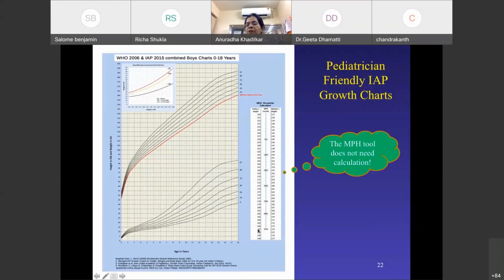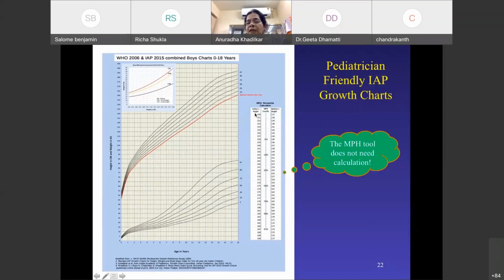You need to keep just a ruler here, and you know that the child should be on the 97th centile. So you expect the child to be somewhere on this line or a little bit above and below that. You now know it's 6 to 9 centimeters. So this is an MPH percentile calculator.